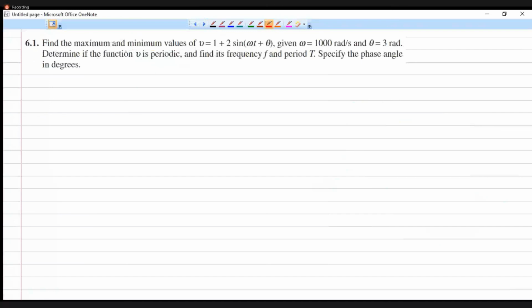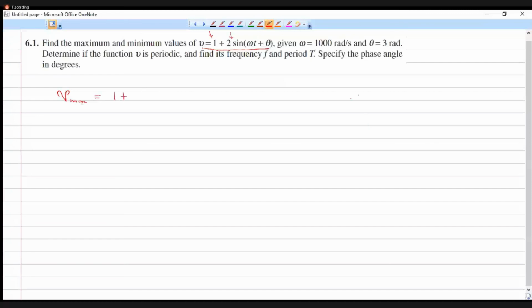Consider this question. Find the maximum and minimum values of V is equal to 1 plus 2 sine omega t plus theta. So we are adding a constant value 1 to a sinusoidal function. So what is the maximum value it can achieve? It can achieve a maximum value V max, which is equal to 1 plus the peak value of this.